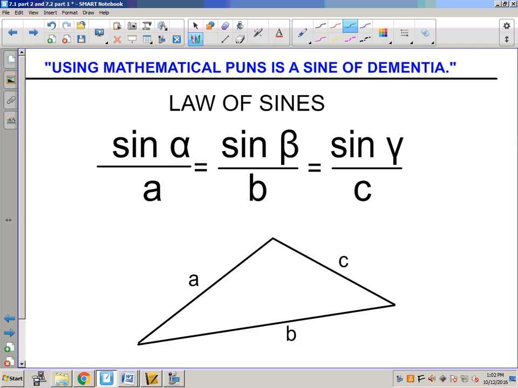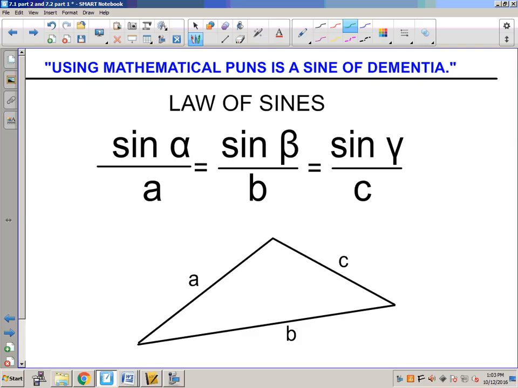The law of sines states that the ratio of any angle to its opposite side is the same. The ratio of the sine of any angle to its opposite side is the same.